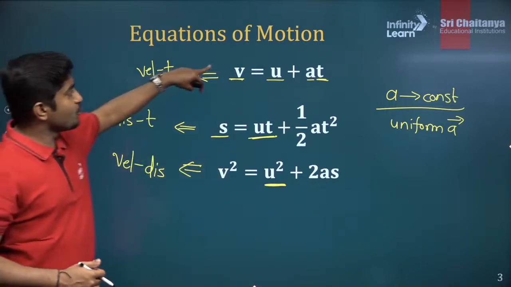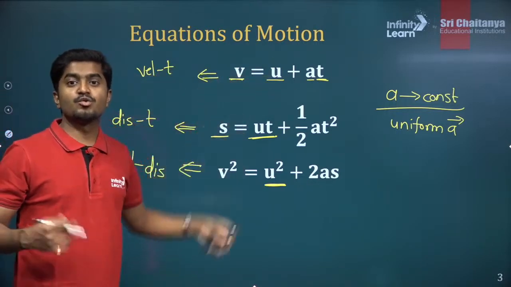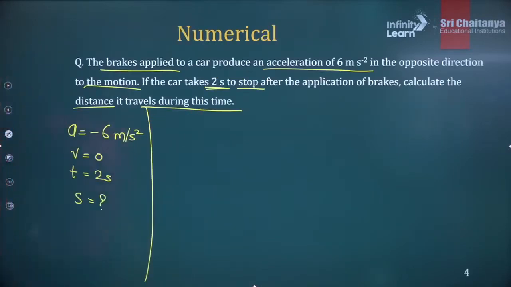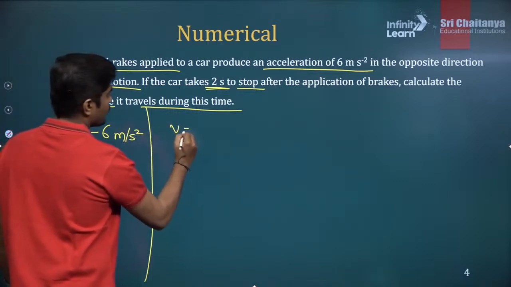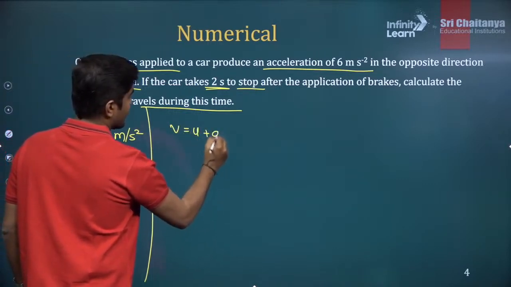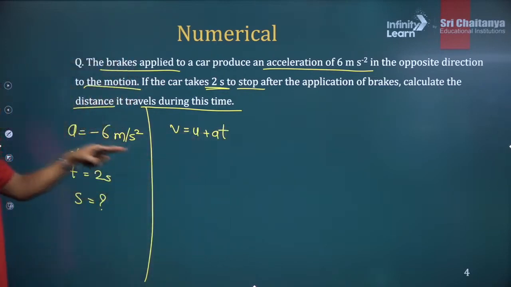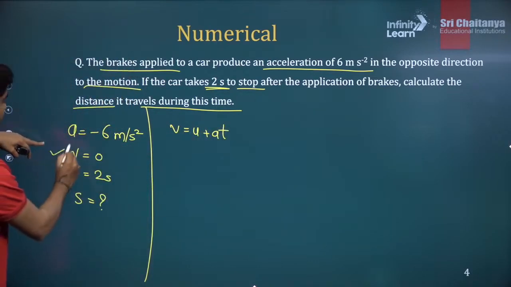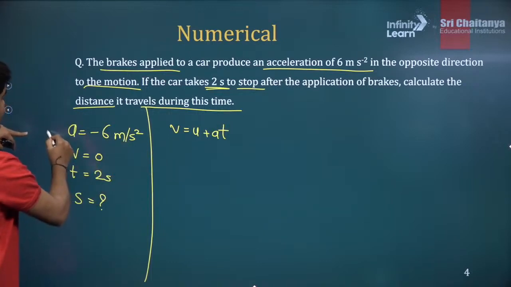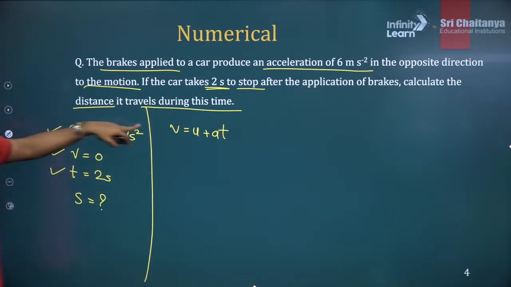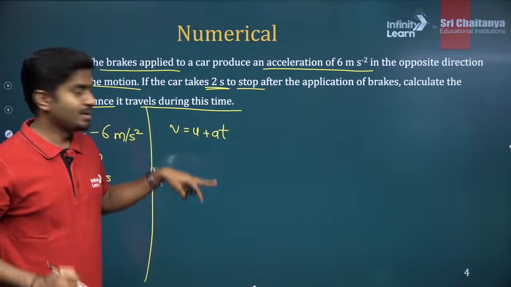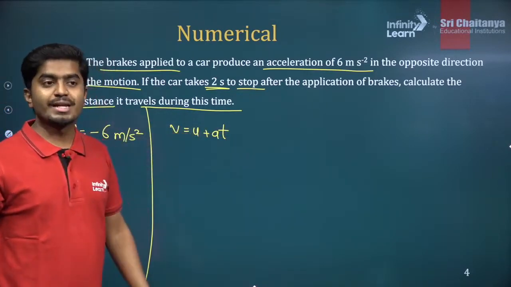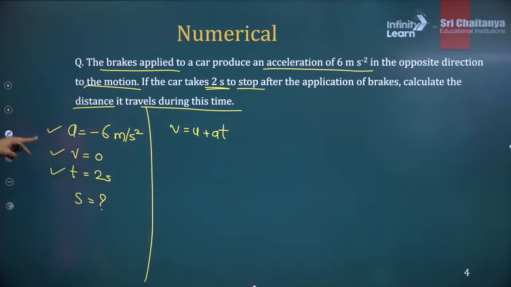First, we need to use the first equation to find out the initial speed. What is the first equation? V is equal to U plus AT. Now look here, we know the final velocity, we know the acceleration and we know the time. So there is only one unknown, that is the initial velocity. So how will you calculate?